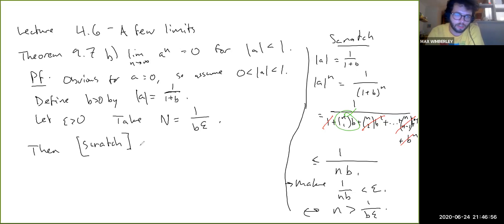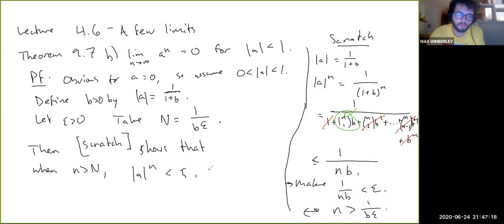So the scratch shows that when n is greater than capital N, then we have a to the n is less than epsilon. And that's all we want. That shows that a to the n approaches 0. Okay?